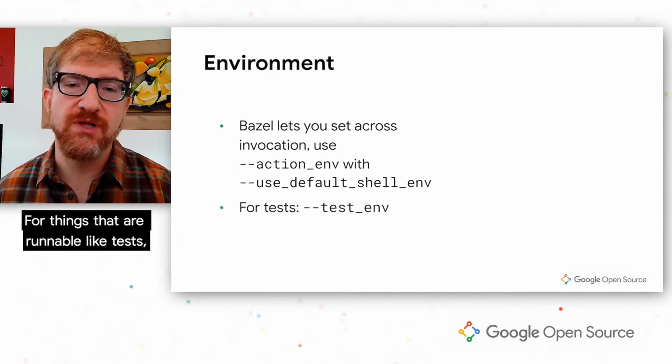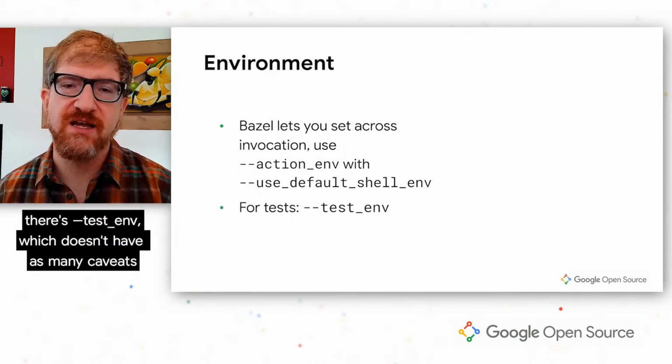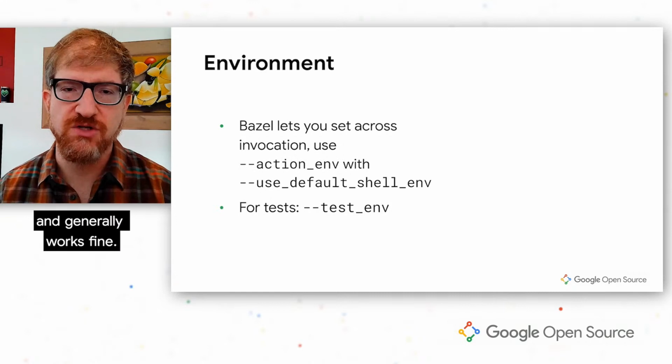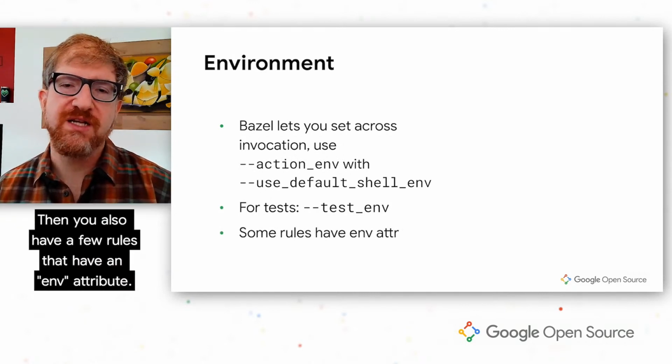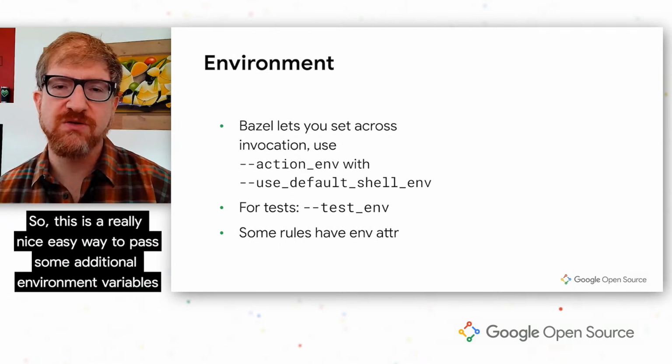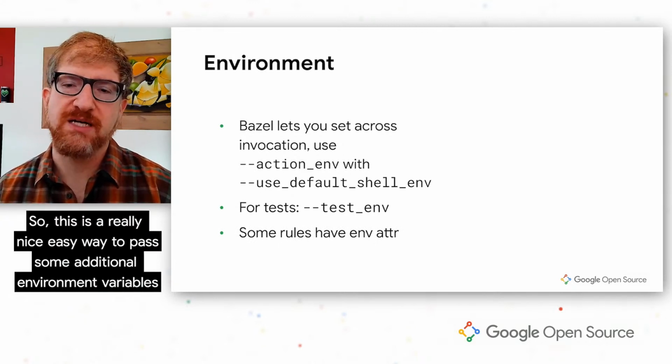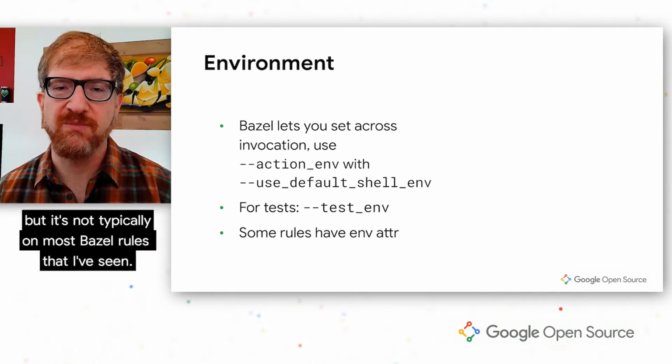For things that are runnable like tests, there's the --test_env, which doesn't have as many caveats and generally works fine. Then you also have a few rules that have an env attribute. So this is a really nice, easy way to pass some additional environment variables, but it's not typically on most Bazel rules that I've seen.